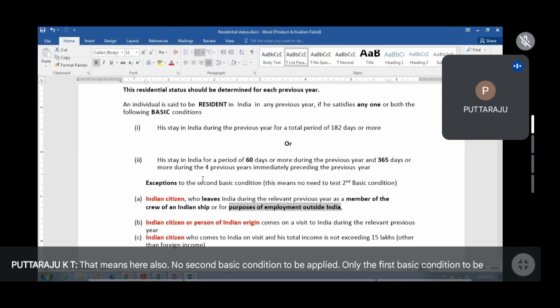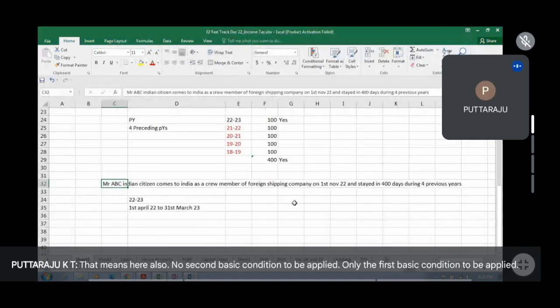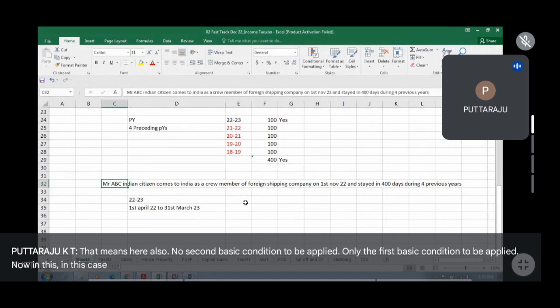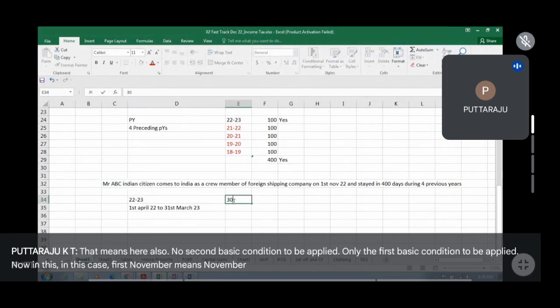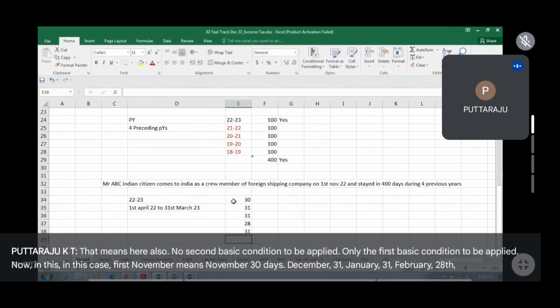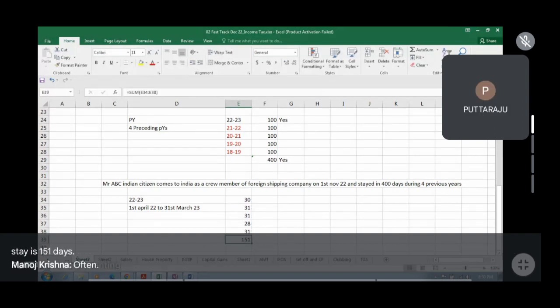Now in this case, 1st November means November 30 days, December 31, January 31, February 28, March 31. Total stay is 151 days. He is non-resident. Are you understanding? Yes, sir. Okay. Good. We will continue in the next class.